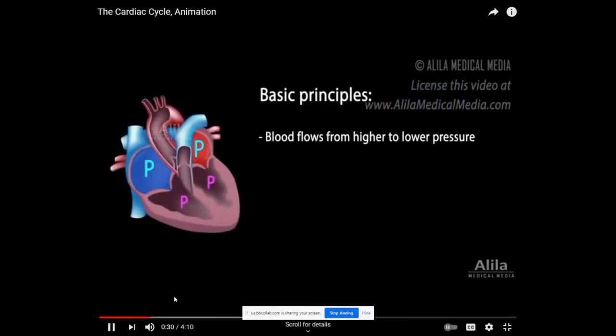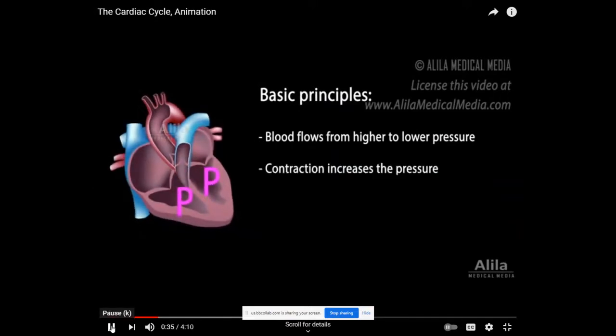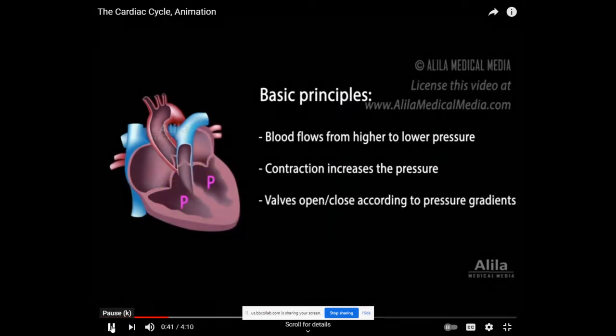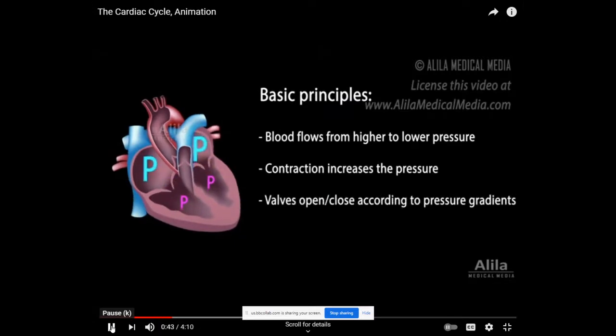Reminders: blood flows from higher to lower pressure. Contraction increases the pressure within a chamber, while relaxation lowers the pressure. AV valves open when atrial pressures are higher than ventricular pressures and close when the pressure gradient is reversed. So those are very important points if you really want to understand the cardiac cycle, okay?